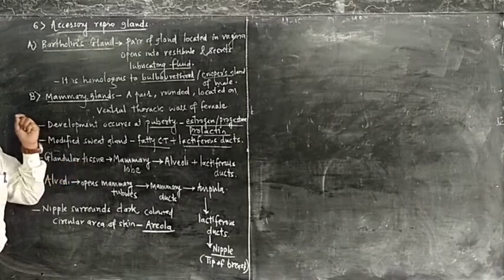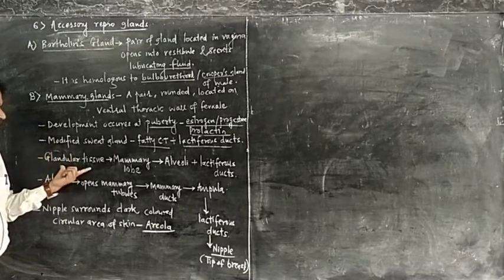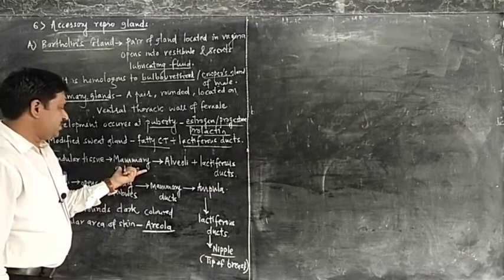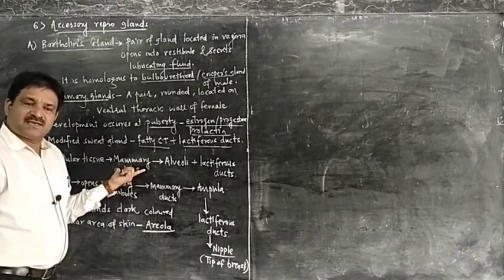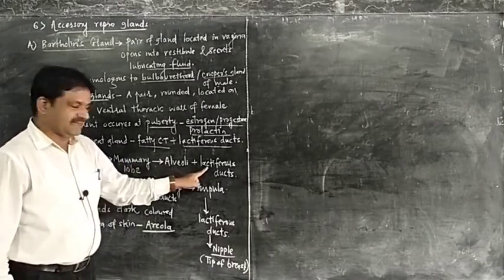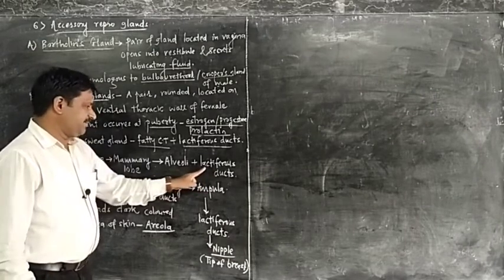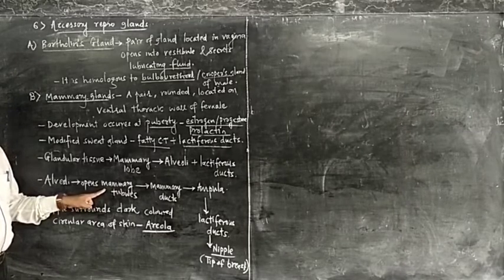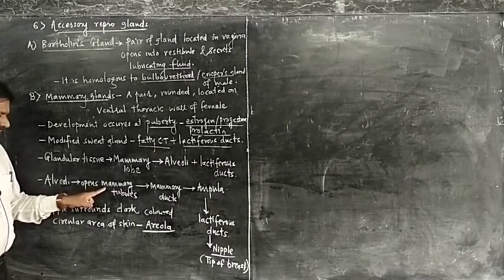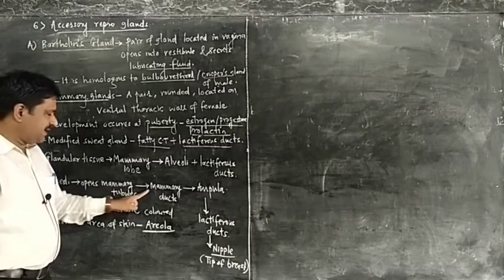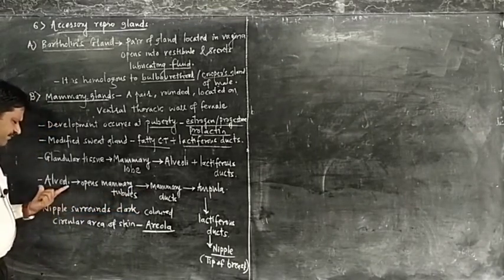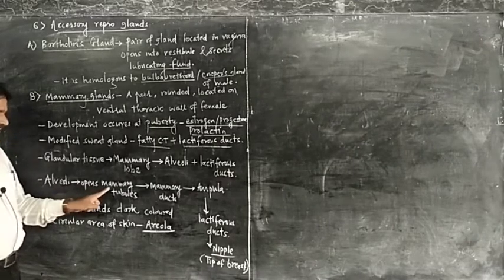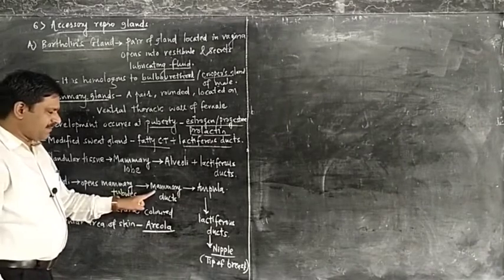The mammary gland is made up of glandular tissue, which is made up of mammary lobes, and these mammary lobes are made up of alveoli and lactiferous ducts. Now, the alveoli open into mammary tubules, and the mammary tubules open into mammary ducts. All the mammary tubules join to form a mammary duct.